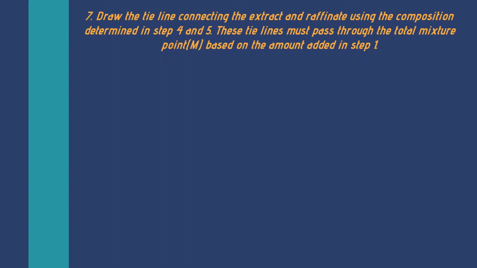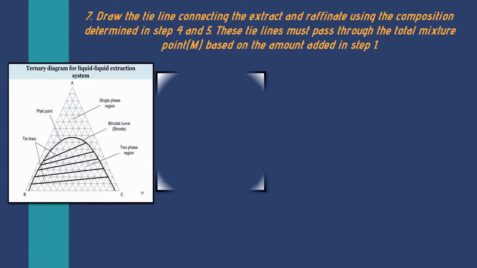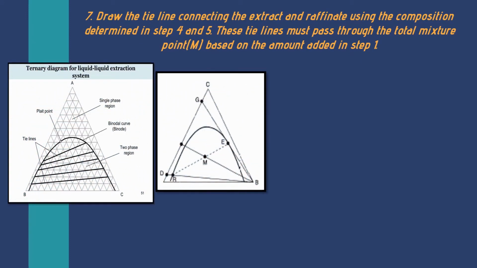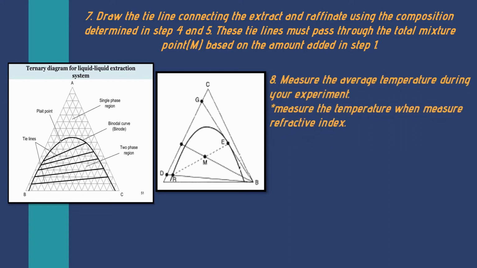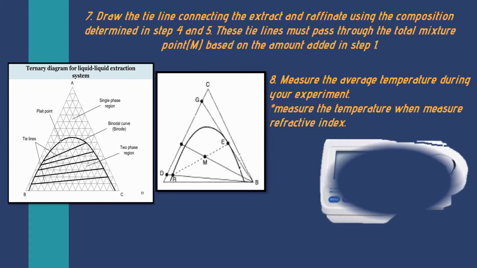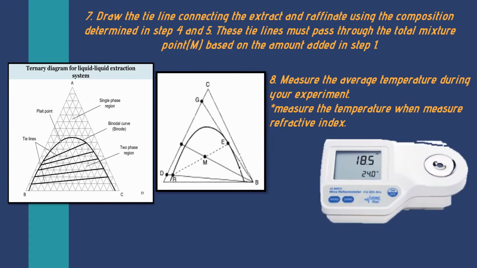For step number 7, draw the tie line connecting the extract and raffinate using the composition determined in step 4 and 5. This tie line must pass through the total mixture point M based on the amount added in step 1. For step number 8, measure the average temperature during your experiment. The temperature can be measured when we measure the refractive index.